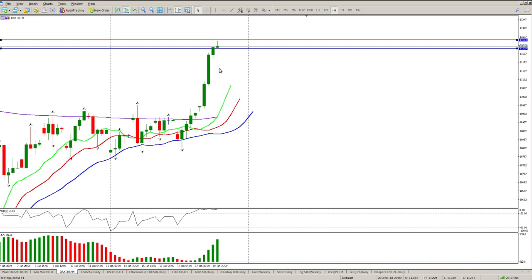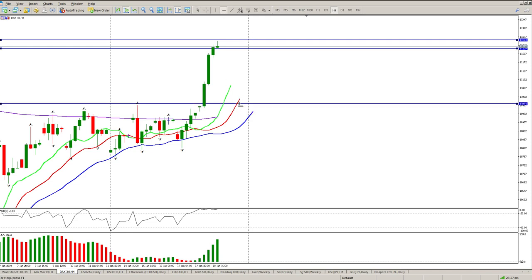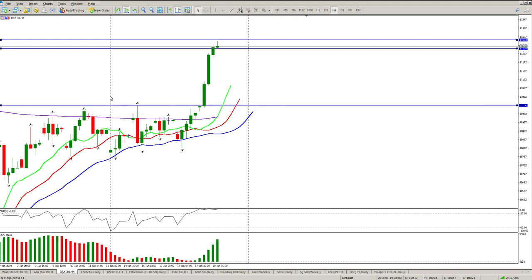So you would expect some kind of a pullback, and for me, the pullback will be another long entry, and ideally would be somewhere in this area here. Okay, so anything around 10,996 or let's say 11,000. So 11,000 being a round number would be the area that I'd be looking for another long.